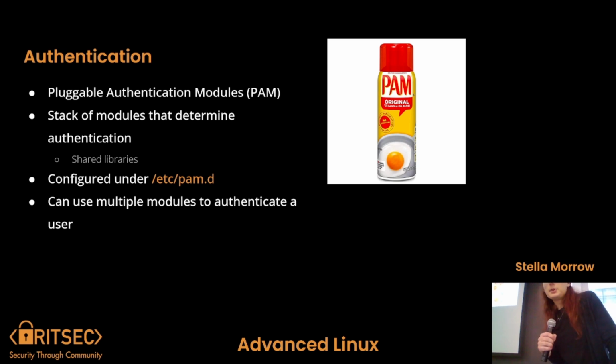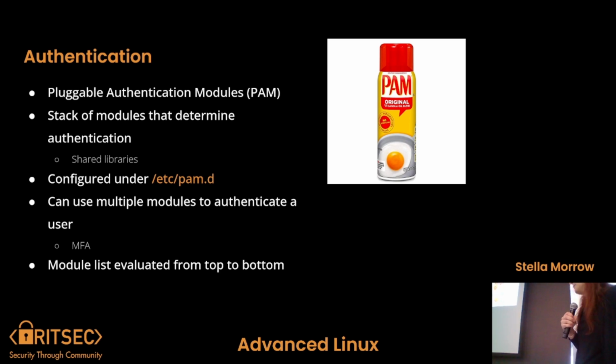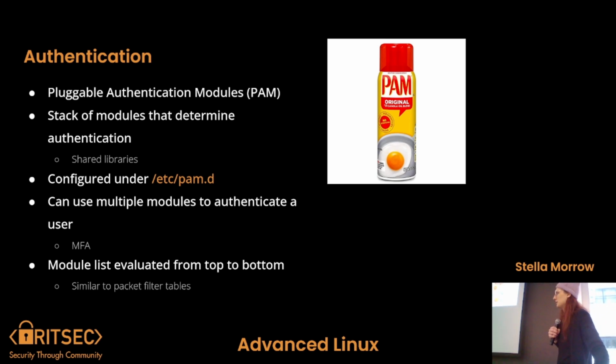You give multiple modules to the user. You can do multi-factor authentication. You can have, say, Kerberos and Active Directory logins. You can do a ton of stuff. You can put in a backdoor and say, hey, if the password is password, let them in no matter what they do. Even if it's the wrong password, let them in. The module list is evaluated from top to bottom, as a list, as you'd expect, similar to packet filter tables, basically.